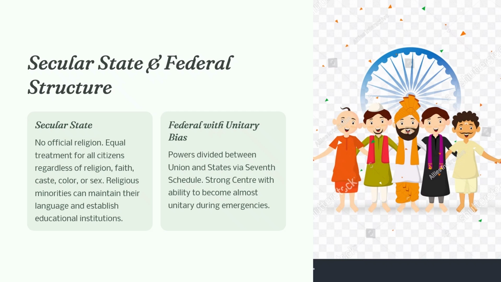Another feature is federal system with a unitary bias. India follows a federal structure with a strong center. Powers are divided between union and states. During emergencies, it becomes almost unitary.